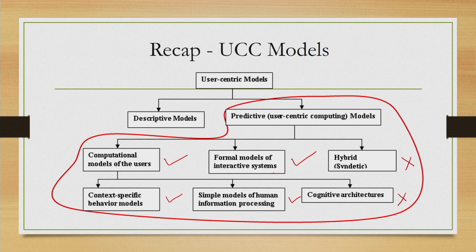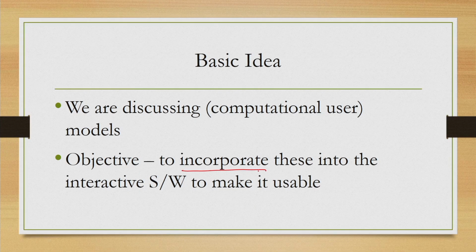In today's lecture, we are going to discuss the other category which is remaining, that is formal models of interactive systems. Now, when we are talking of models, what is our objective? Our objective is to have models that we can incorporate into the overall interactive system software, so that the software becomes usable. So, that is our overall objective.